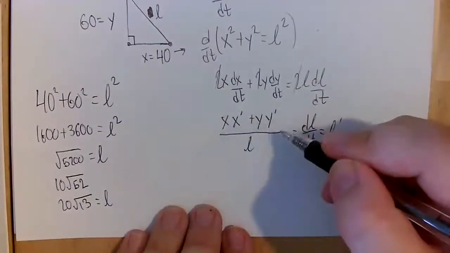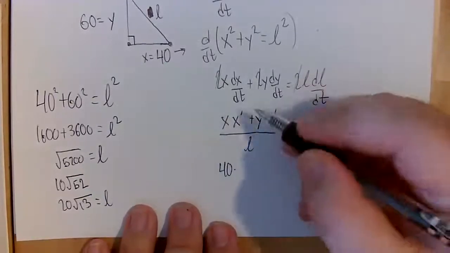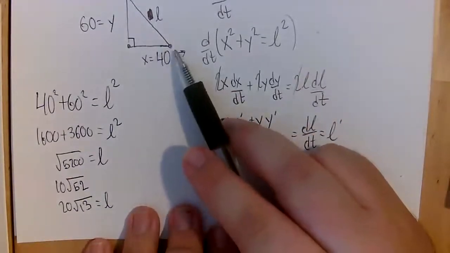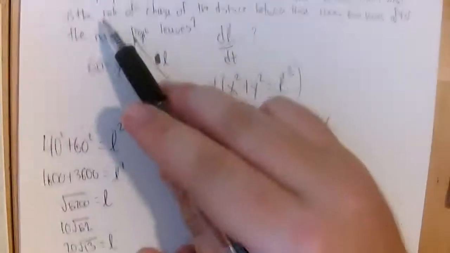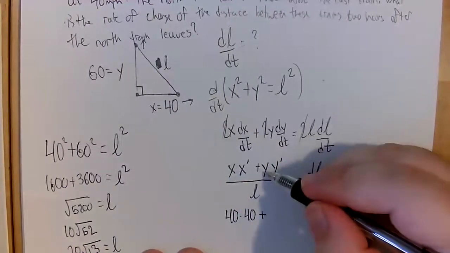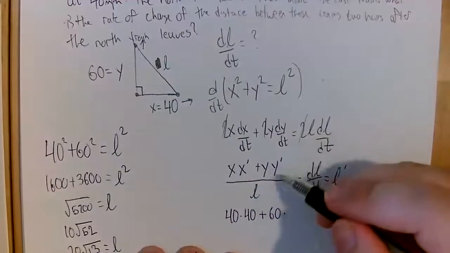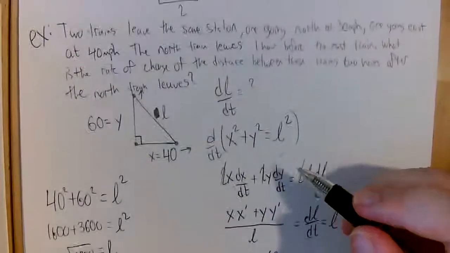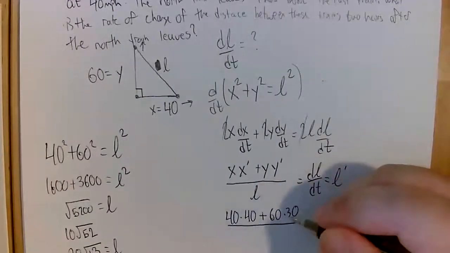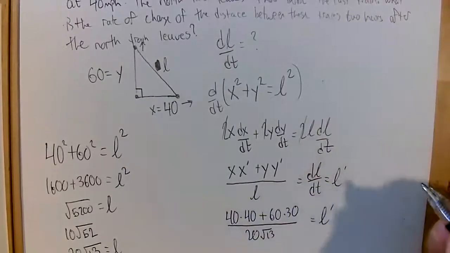All right, now we can go ahead and plug in everything because we know all of the rest of the information. We know that x is 40. We know that x prime, that's how fast we're moving in the x direction, or how fast the east train is moving. And the east train is going 40 miles per hour. So that will be a 40. Then we have our y value, how far the north train has gone, which is 60. And then we have y prime, how fast the north train is going. So that's going to be 30. And then finally, we divide by 20 root 13. This will be L prime, what we want to know.